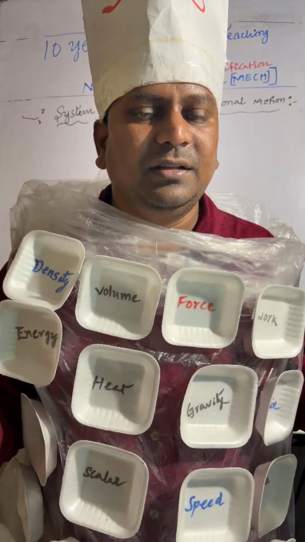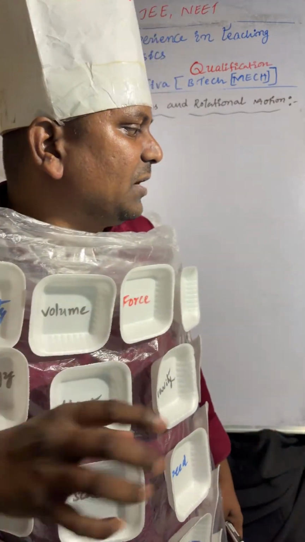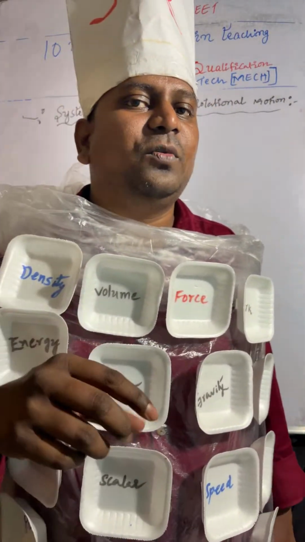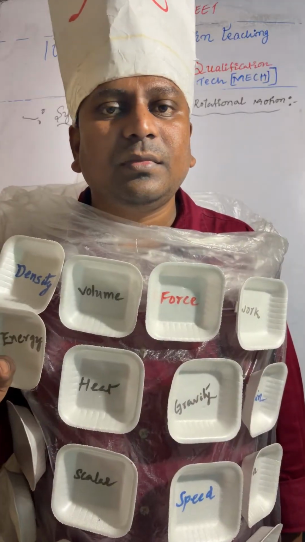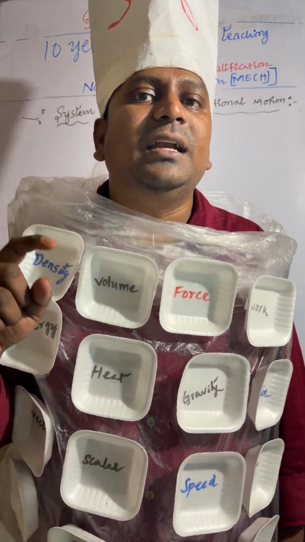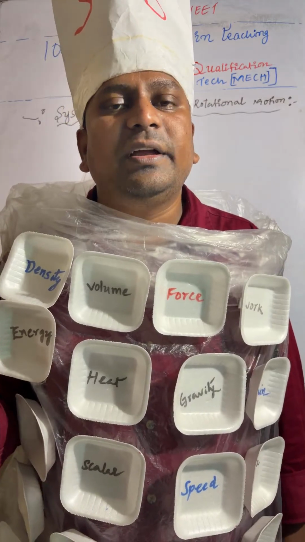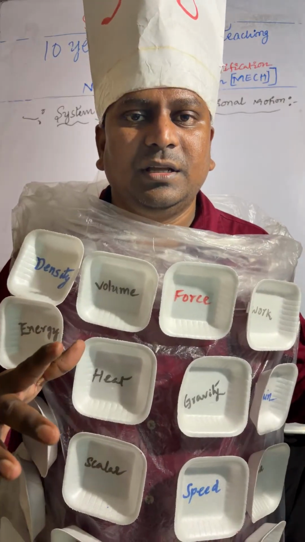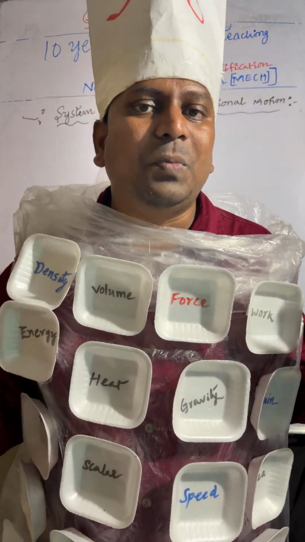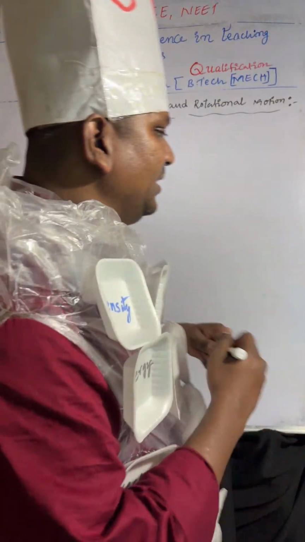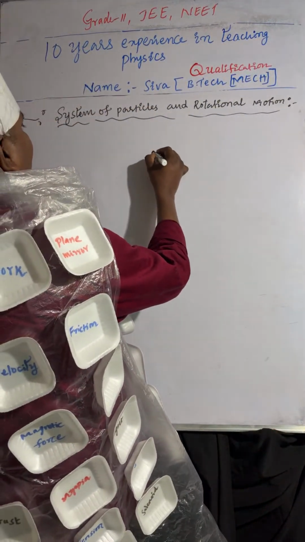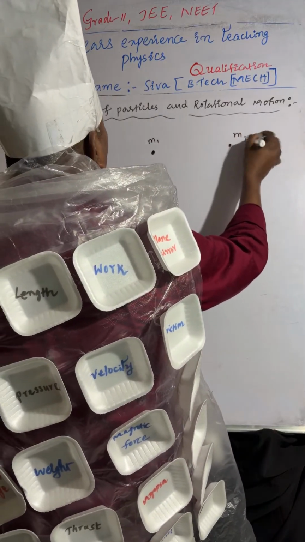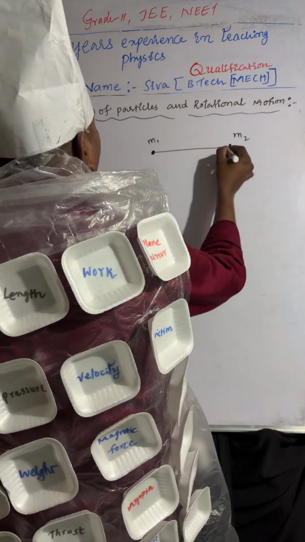I hope it is very clear. The total mass of the body will be concentrated at one point, that is called center of mass. So that is point number one. Coming to point number two, here I took only one particle, one book, one object. If I take two particles, here is the object of mass m1, and here is the particle of mass m2.